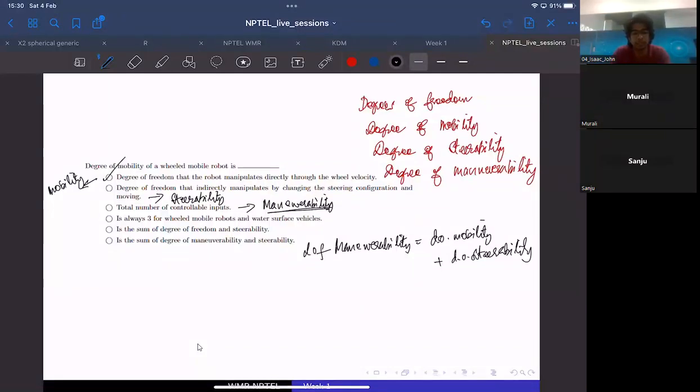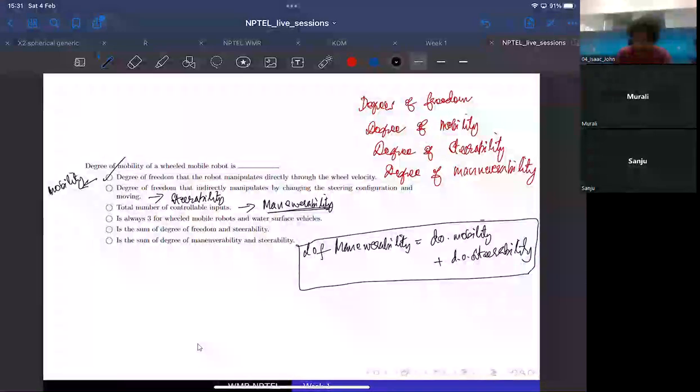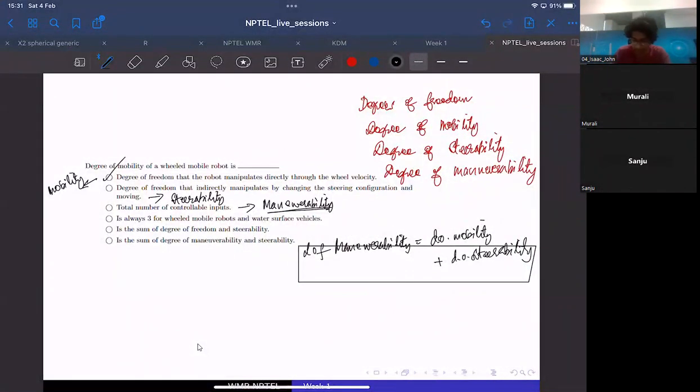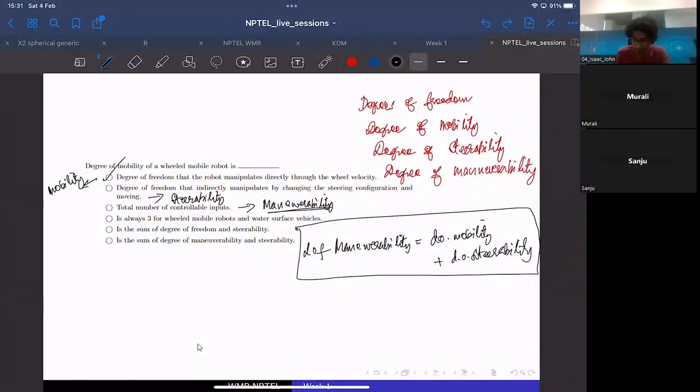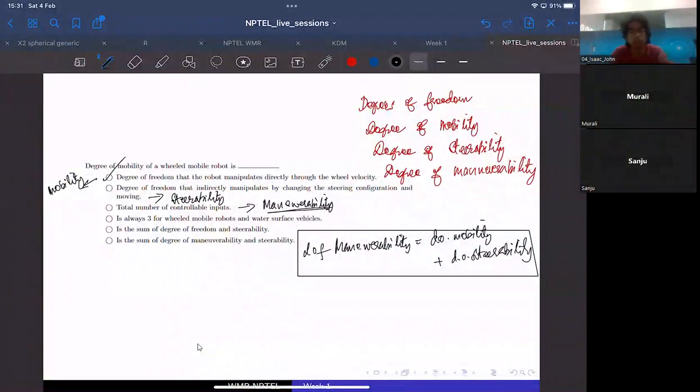And the other three options are not relevant to our question. The option about 3 4-wheel mobile robots and water surface vehicles corresponds to the degree of freedom that we have discussed in the previous question. The sum of degree of freedom and steerability is not the right answer, and the sum of maneuverability and steerability, again, is not the right answer. The correct equation for maneuverability is this one. I hope the reasoning is good enough. Mobility would be the degree of freedom that the robot directly manipulates through the wheel velocity. That is what we call mobility.